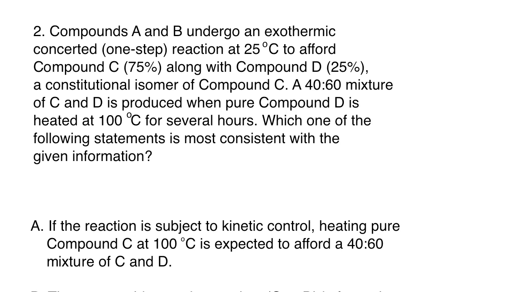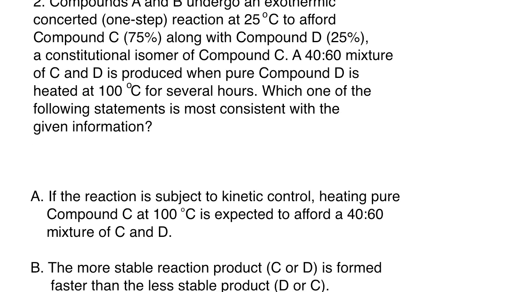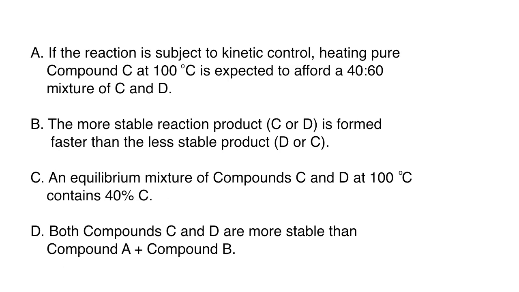All right, now, compounds A and B undergo the exothermic reaction. So what we have here is a general exothermic reaction where 2 reactants are going to give 2 products in a specific ratio. And then furthermore, if one of those products is heated for an extended period of time, it's found that the ratio of product D increases. Okay, so we have to determine which of the following is the correct answer here.